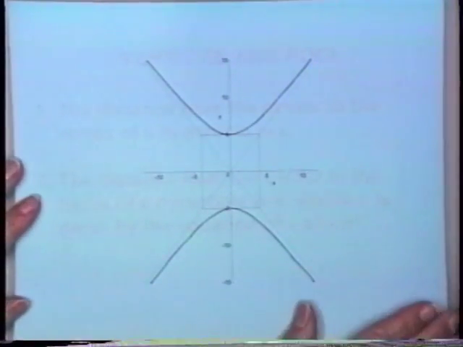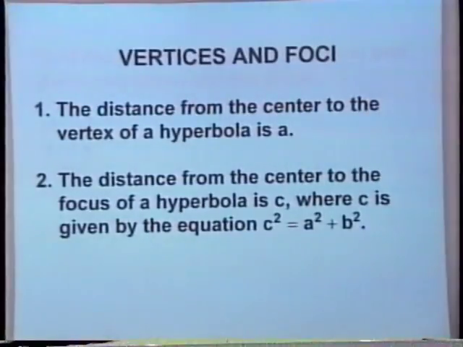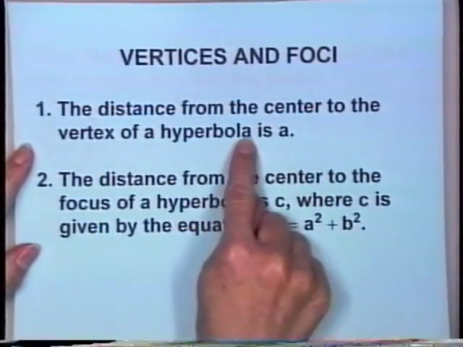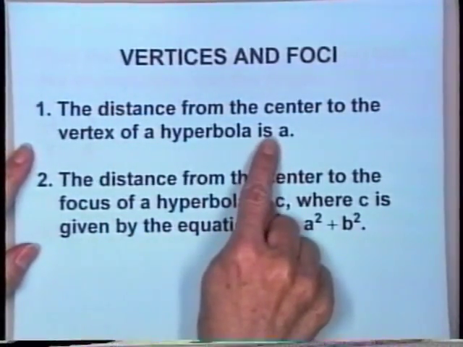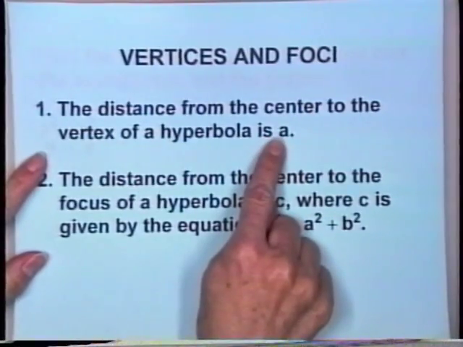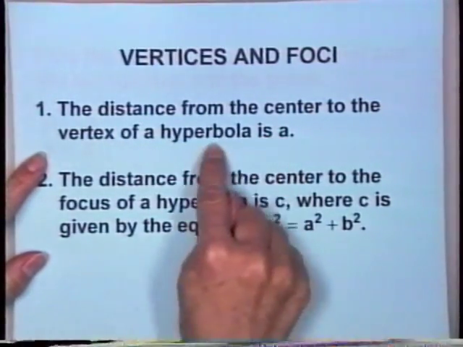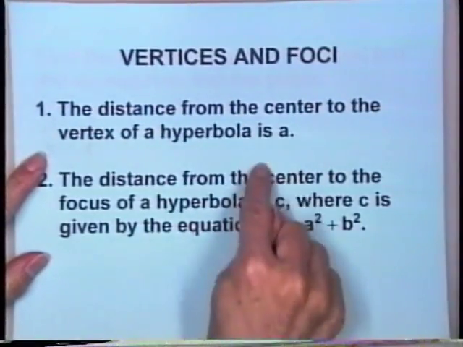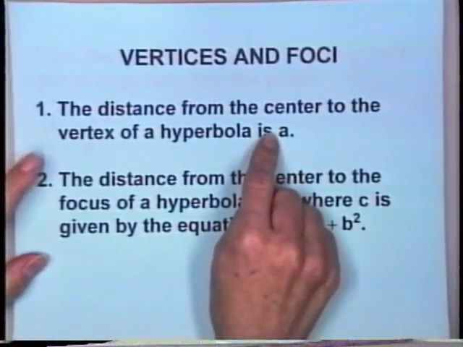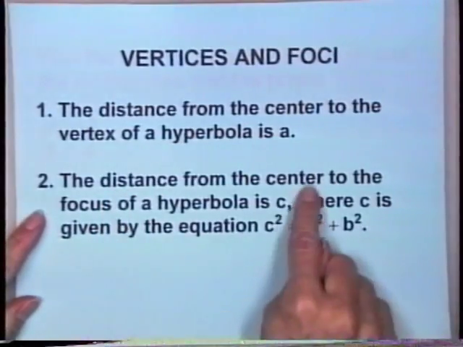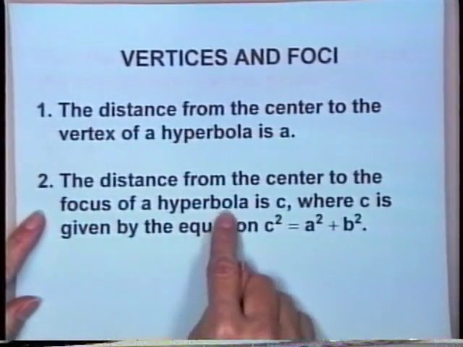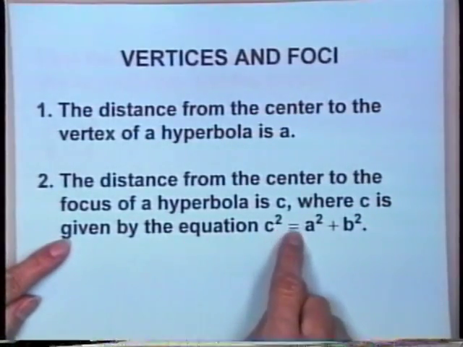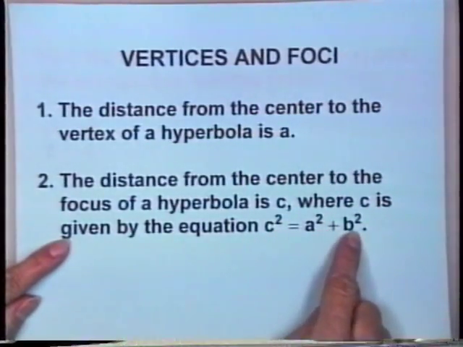Now, I've been talking about the vertices. Let's look at that. The distance from the center to a vertex of a hyperbola is a. And remember, we'll do a horizontally if our x squared over a squared is our positive term, and we'll do a vertically if our y squared over a squared is our positive term. The distance from the center to the focus of a hyperbola is c. c is given by the equation c squared equals a squared plus b squared.